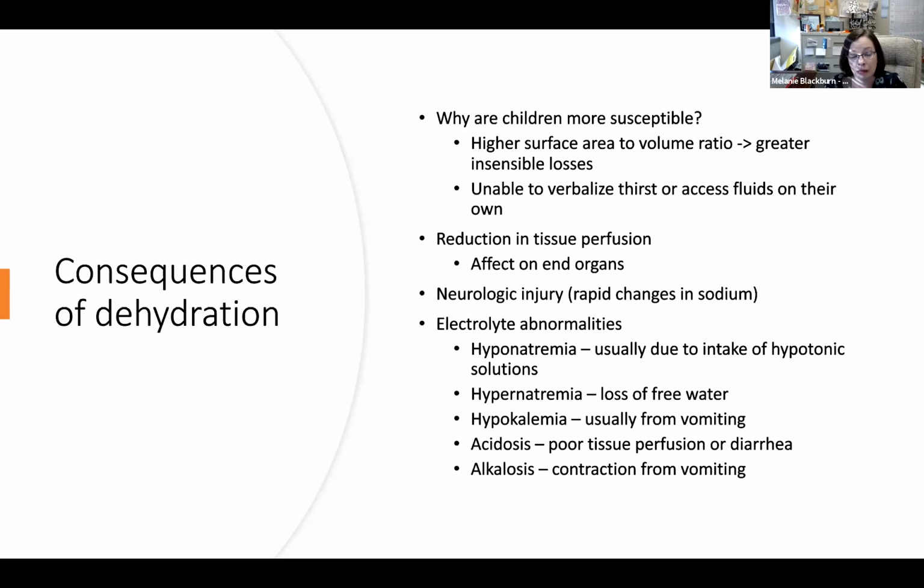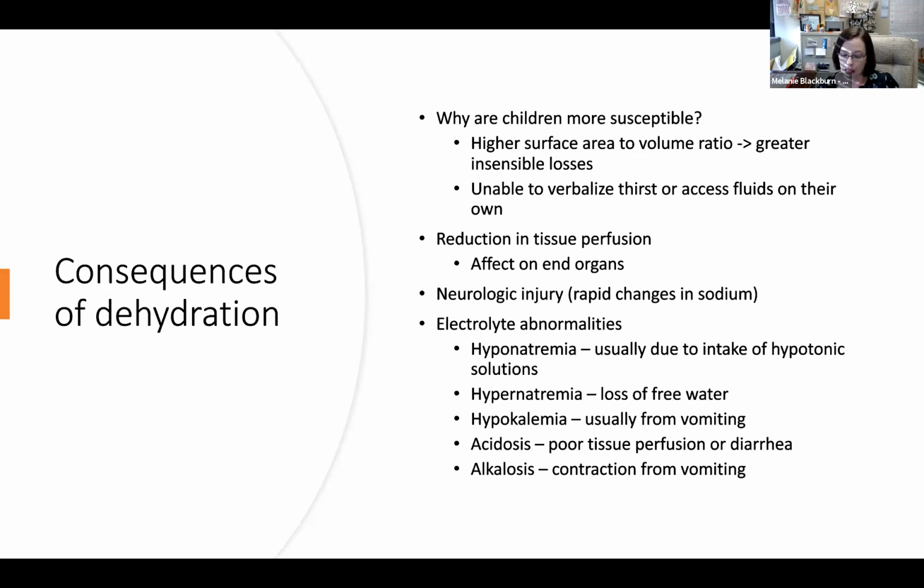Also, changes in sodium, especially rapid changes in sodium, can have temporary or permanent neurologic injuries. So that's also another important thing to note. And then these are some things we're going to be talking about later, but remember that dehydration can lead to electrolyte abnormalities. So you can have hyponatremia, which is usually because of an inadequate or inappropriate fluid intake. So these are patients that are taking in hypotonic solutions, and we'll talk about the appropriate solutions to take in when you're dehydrated in just a little bit. Hypernatremia. So that is because of the loss of free water. So most of our patients, if they have electrolyte abnormalities, are going to present with hypernatremia.